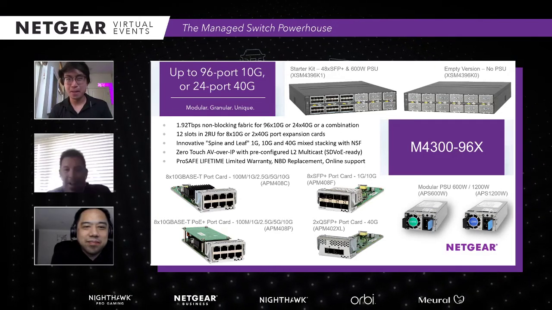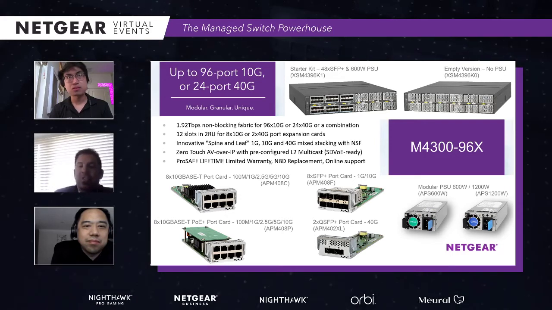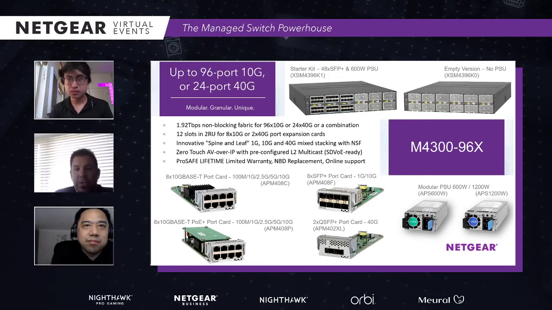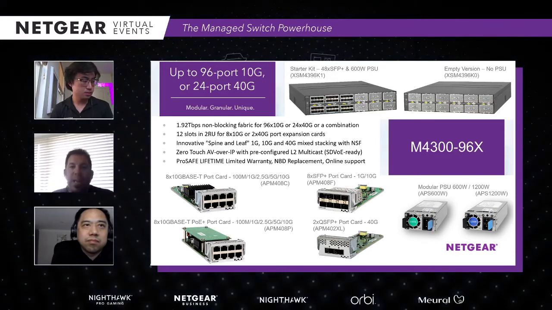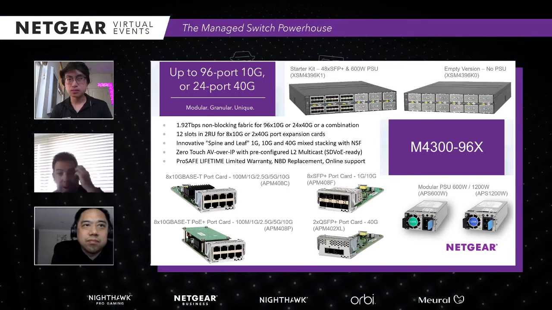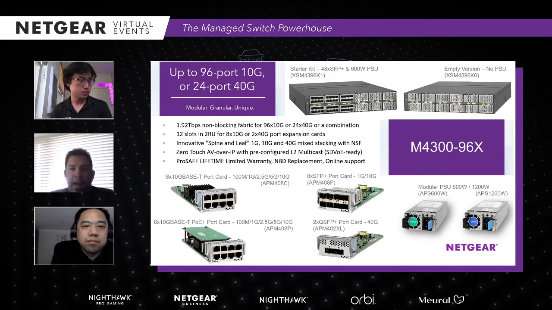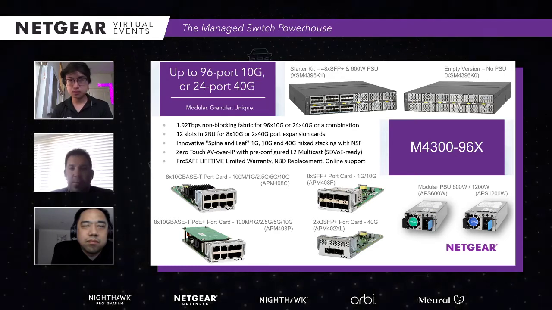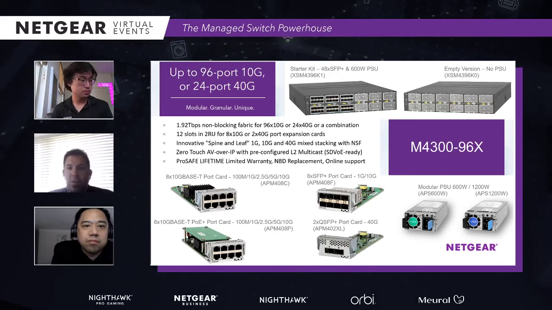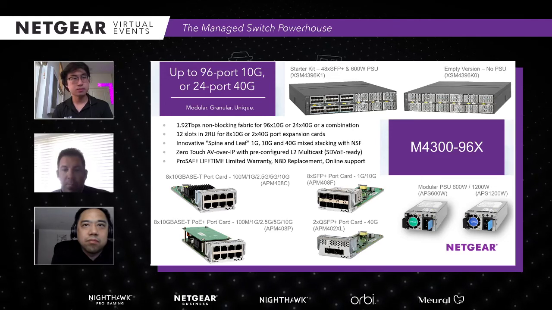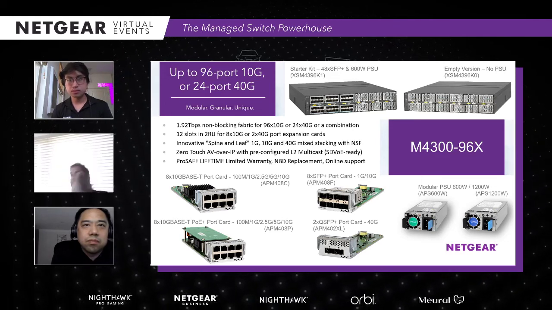Okay, so this is the 96X, a super cool switch, obviously very flexible. It's got 12 slots, 2 U's, and you can see the modules there at the bottom of the slide. We offer 10 gig copper, 10 gig fiber, 10 gig copper with PoE, and then this is our one M4300 that supports 40 gig QSFP, but we actually have a pretty cool video that maybe you want to share.